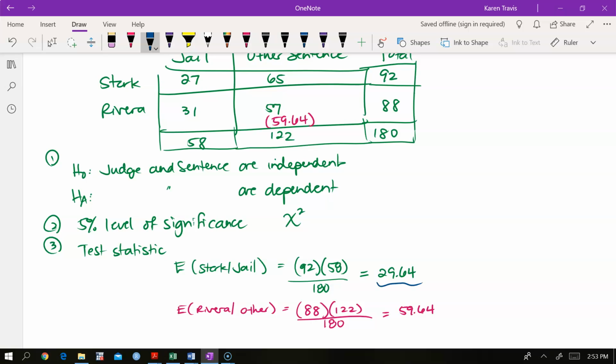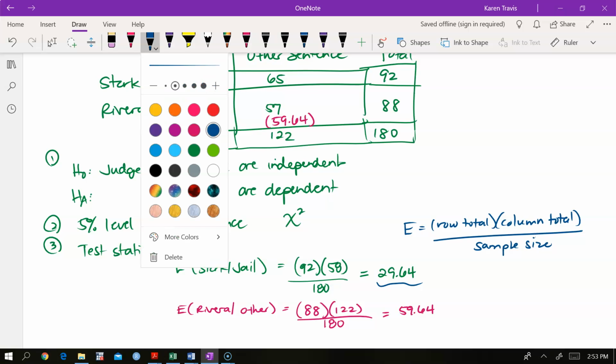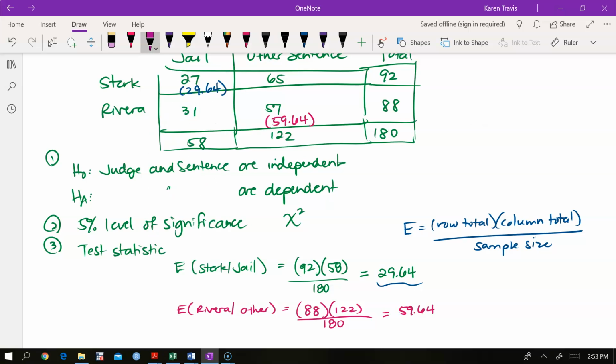This one is associated with Stark and jail. By a similar method, remember each expected value is row total times column total over sample size. If you do the same procedure for the other two boxes, you'll get, for this one, 62.36. Guess I'll do another color, and for this one you will get 28.36.